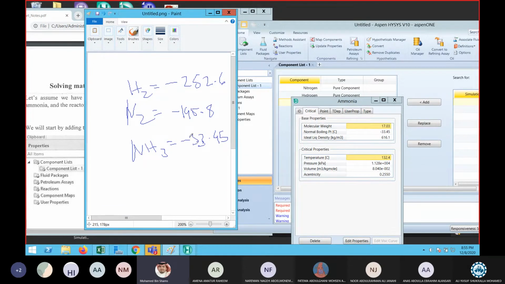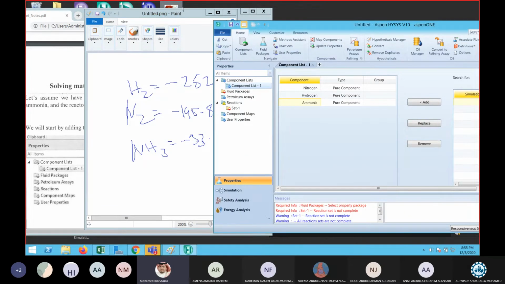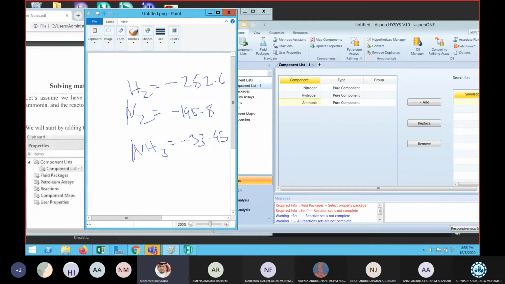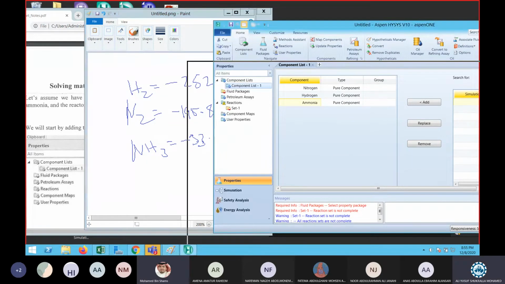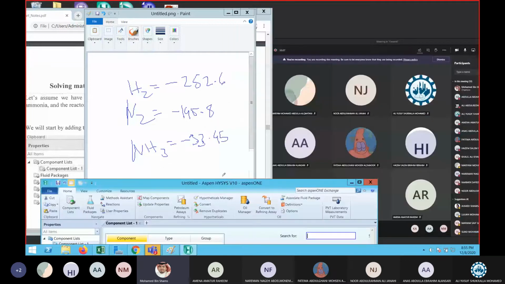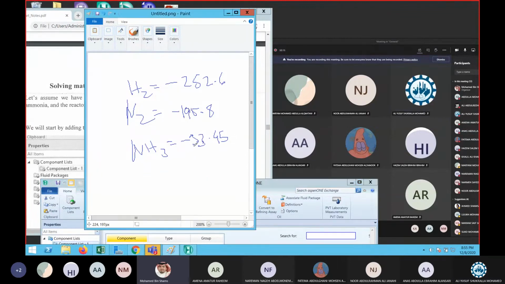Type guys, based on what you see here, based on these numbers, which is the heavier component? What is the heaviest component? Ammonia. Why? Because it has the largest boiling point, right? It has the largest because it's a negative. The smallest number becomes the largest because of the negative sign.